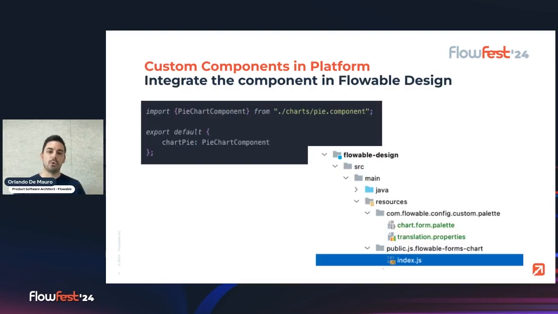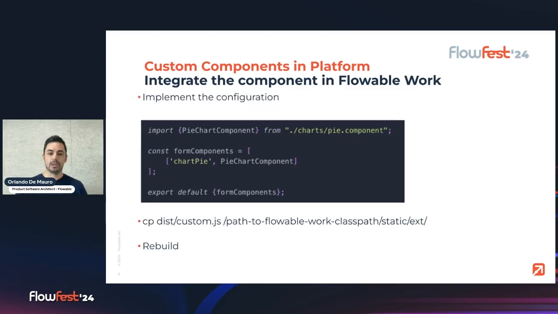Here, you can see how we then need to integrate the created component in Design. We need to create a configuration, then we have to bundle it, and we have to upload it in Design together with the palette file that we created before. Same story for Work. We create the configuration file, we bundle it. In this case, we call it custom.js, for example, and we need to copy it to a specific path. But at the end of these integrations, what we need to do is build the front end of the two applications, rebuild them, and redeploy.